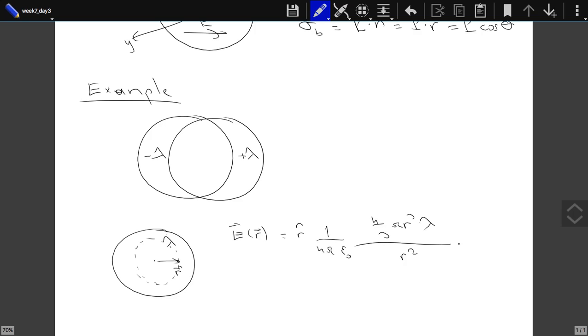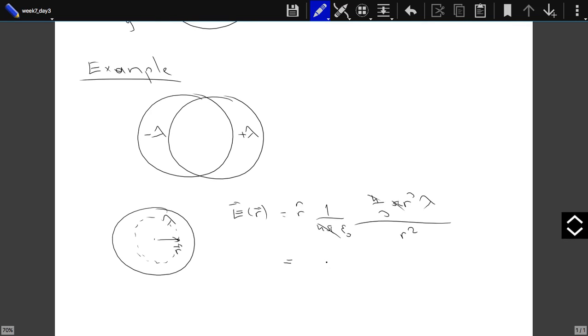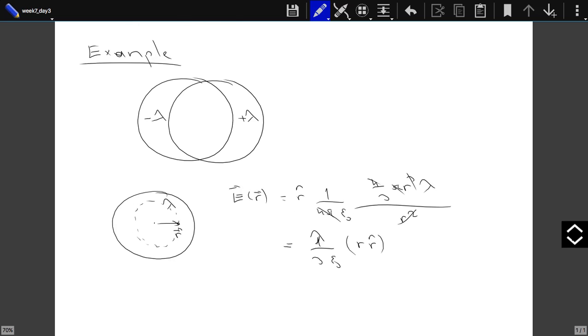And then if you just make the simplifications, the 4 pi's will cancel. We have 1 over 3 epsilon 0, lambda over 3 epsilon 0. This will cancel 2 of them, r in the r hat direction, or this is lambda over 3 epsilon 0 in the r hat direction. This is the electric field on a point inside the sphere that has a uniform volume charge density lambda.